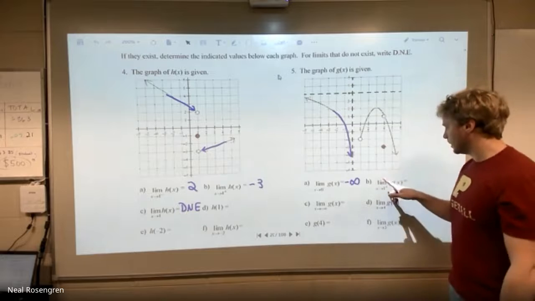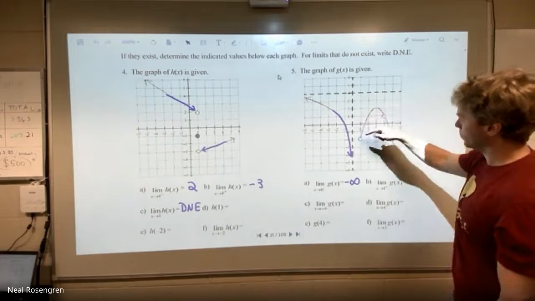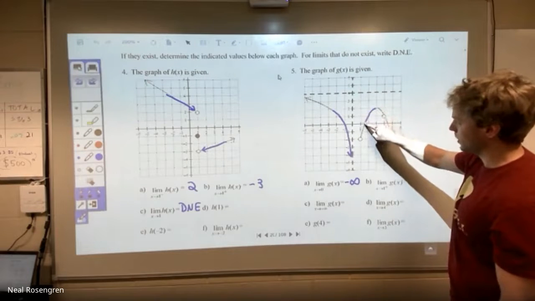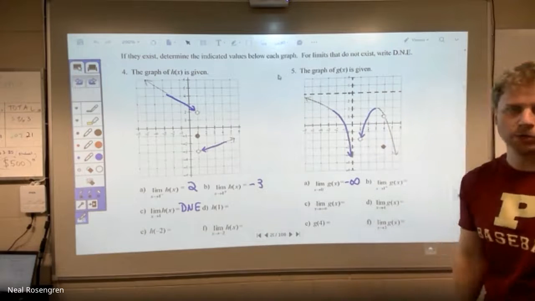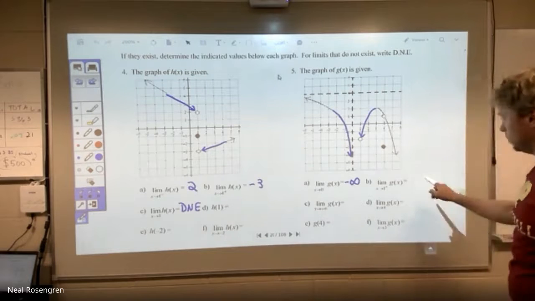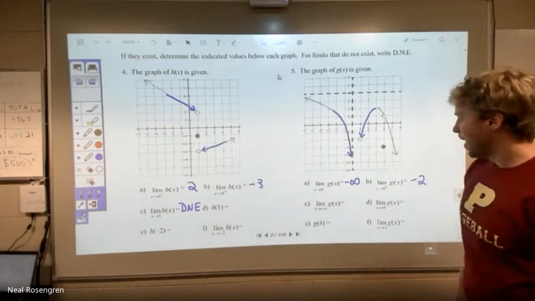Part B says the limit of g of x as x approaches 1 from the right. So I'm going to go to 1, go a couple boxes to the right, track myself along the function and think about where I'm headed as I get closer and closer to x equals 1. And it looks like I'm getting closer to that hole that has a y value at -2.